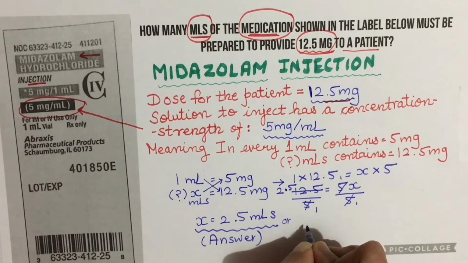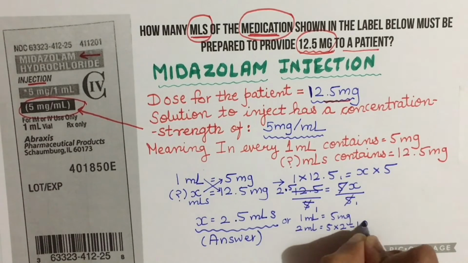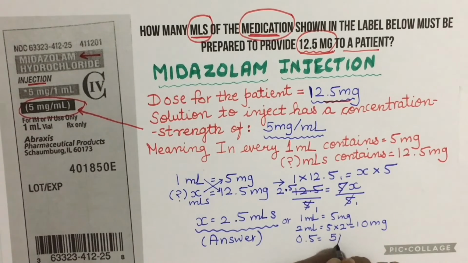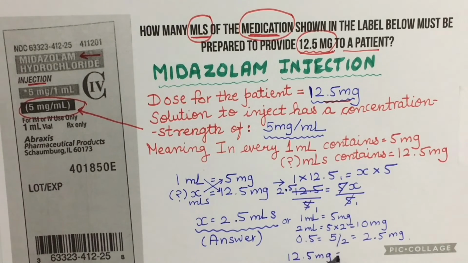Or we can also solve this question with the help of mental math. So 1 milliliter is equal to 5 milligram. 2 milliliters would equal its double, so that would be 10 milligrams. And then 0.5 milliliters would contain half of the 5 milligram, which would be 2.5. So 10 plus 2.5 would give us 12.5 milligram. So when we add 2 mL plus 0.5 mL, we get 2.5 mL, which is the answer.